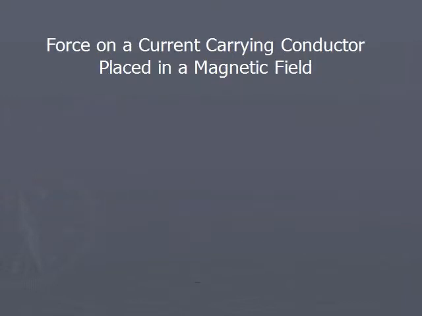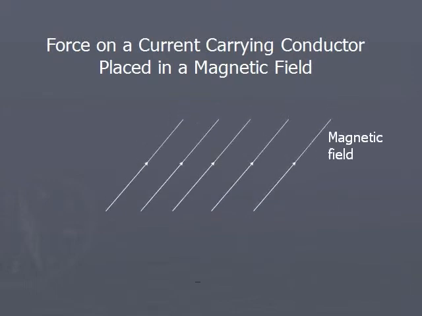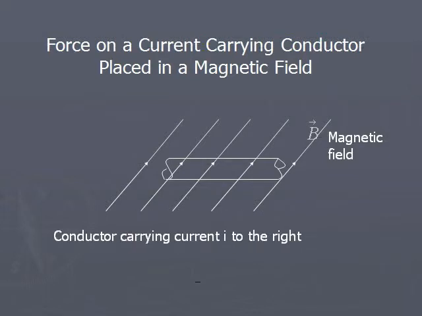Force on a current carrying conductor placed in a magnetic field. In the above figure, we notice a horizontal magnetic field. Imagine that the magnetic field induction B is horizontal and it is a uniform magnetic field. In that field, a conductor is placed. Inside the conductor, Vd is the velocity of the positive charges, that is the direction of the current.